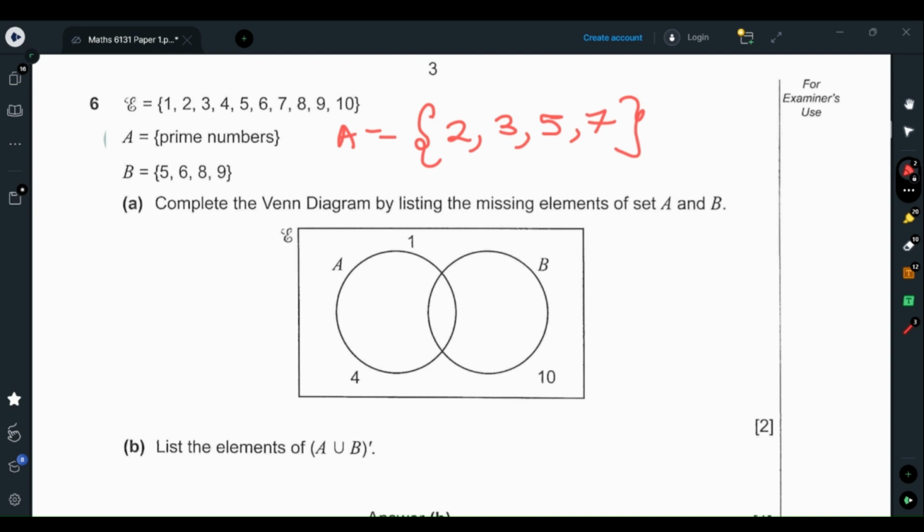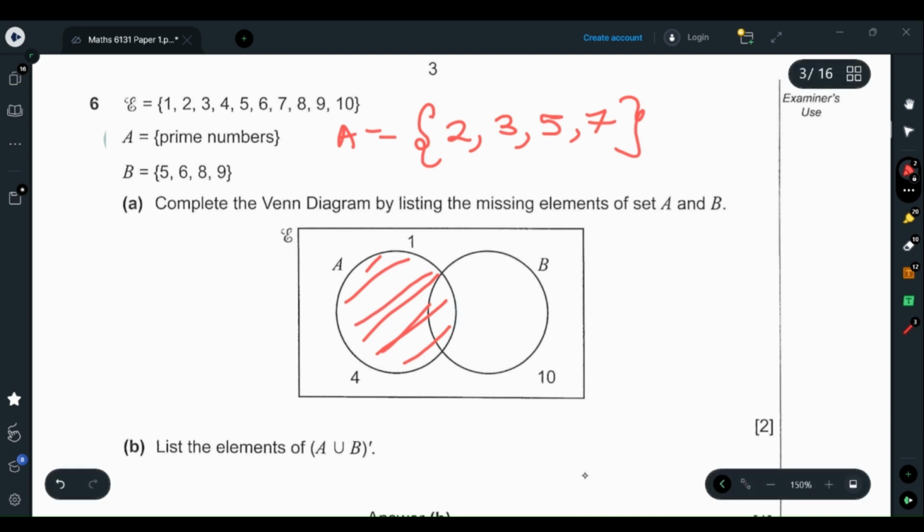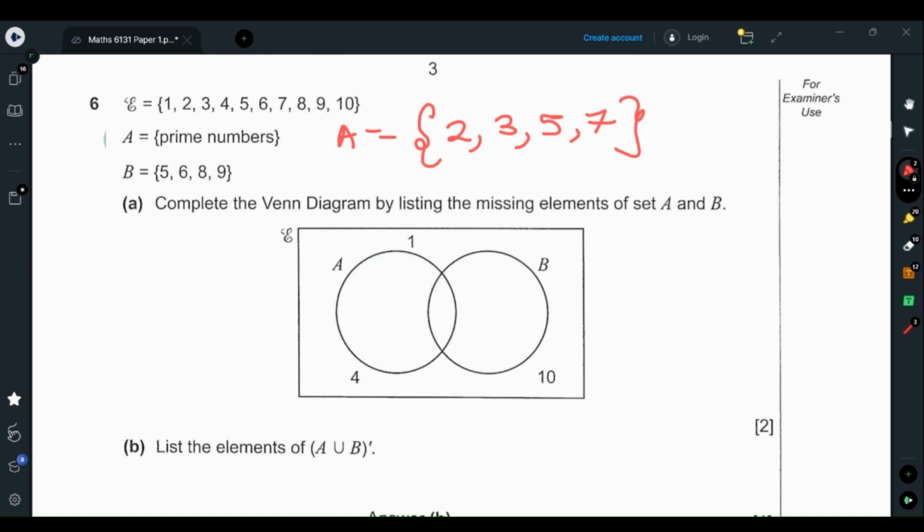So this is set A. That is set B. The other one unshaded is set B. So let's go ahead and write down the missing numbers to complete the Venn diagram. You see that 5 is shared between B and A. So we can write it there at the overlap area. That's all that they share.